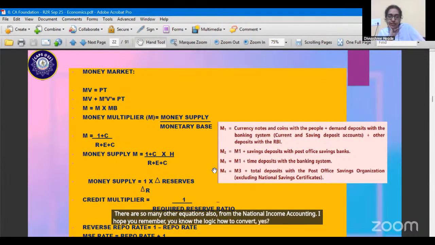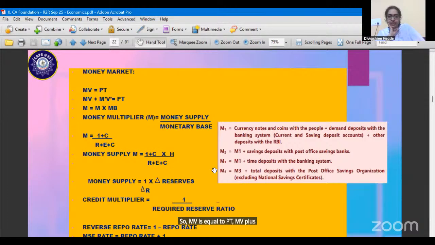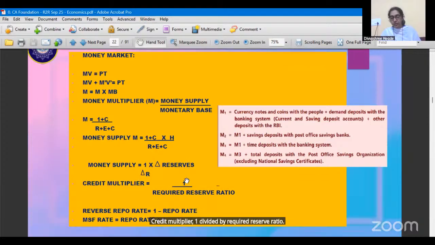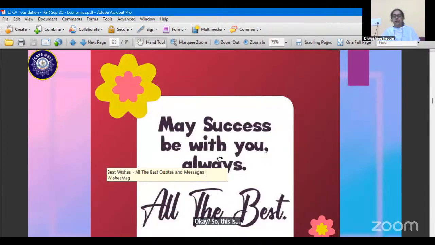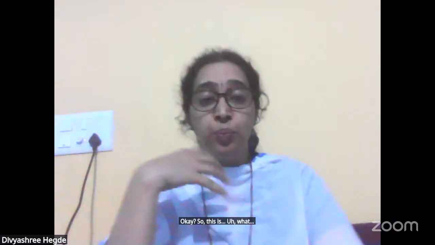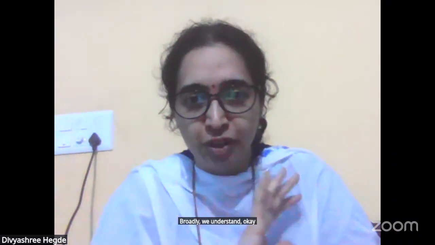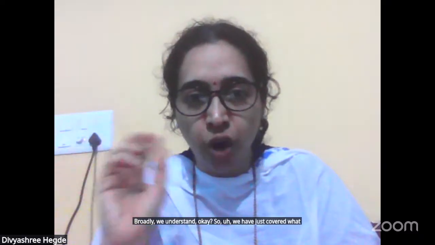So MV is equal to PT; MV plus M'V' is equal to PT. Money supply M is equal to m into MB, money multiplier times monetary base. M is equal to 1 plus C divided by R plus E plus C. Money supply M is equal to 1 plus C into H divided by R plus E plus H. Credit multiplier is 1 divided by the required reserve ratio. And M1, M2, M3, M4 are legal definitions of money. So this is what broadly we understand. We have just covered what the topics are.